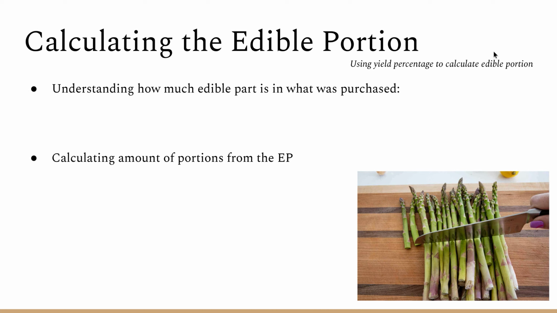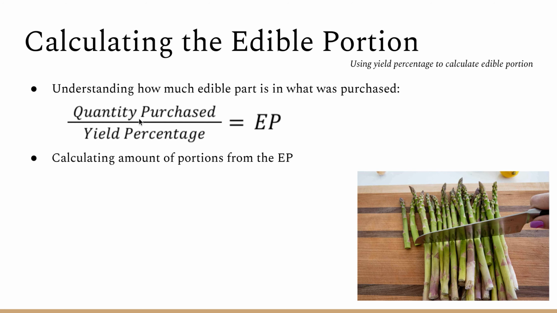In order to calculate the edible portion, there again is two parts. So, in understanding how much edible part is in what was purchased, this is our equation. We have quantity purchased divided by the yield percentage, and that is our EP weight. And then we can calculate the amount of portions from the edible portion weight. So that is EP divided by portion size, and that gets us the number of portions. Don't worry, we have an example right now.